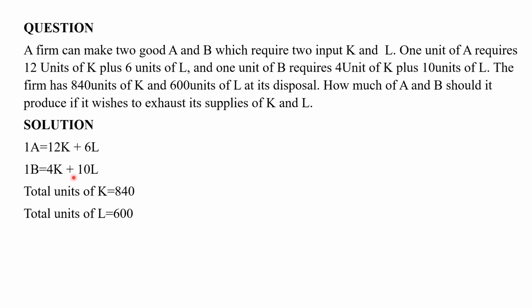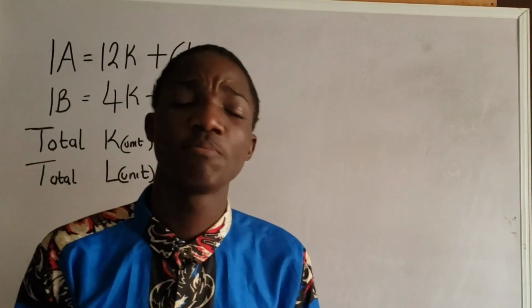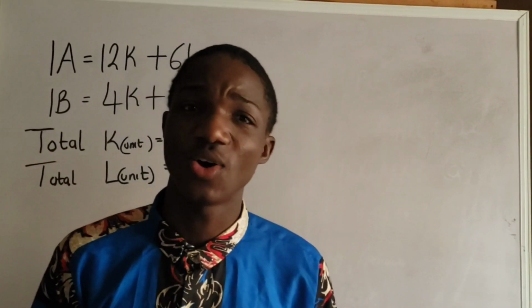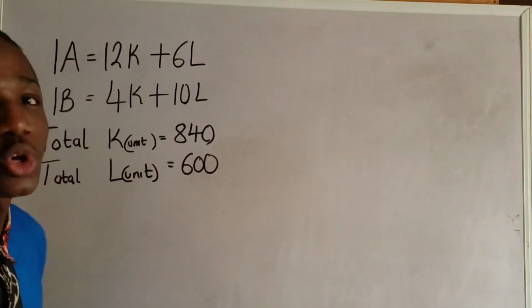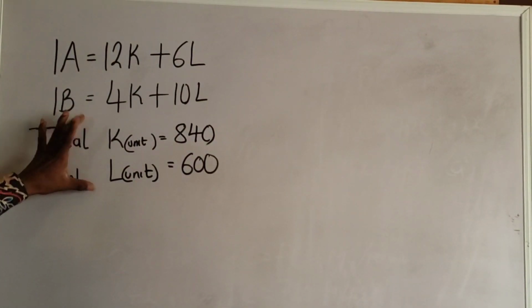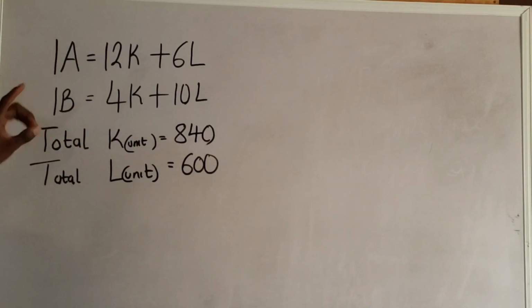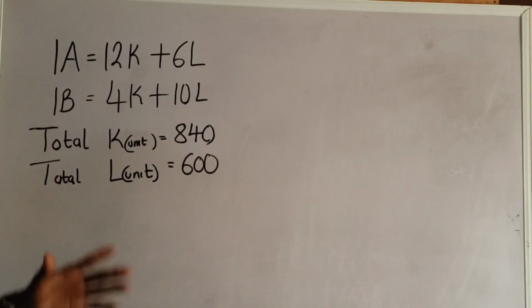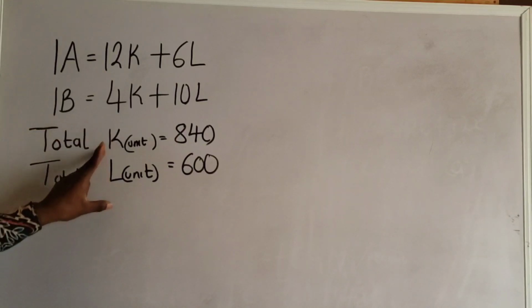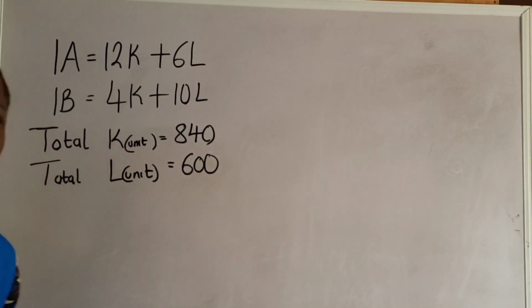Now the total unit of K available is 840, and the total unit of L available is 600. For the firm to exhaust its supply of K and L, it has to use up the total unit of K and L. Now the question is how much product of A and B will be produced if the firm wants to use everything that it has, every resource of K and L. Of course, this is a simultaneous equation, and let us start by forming our equation.